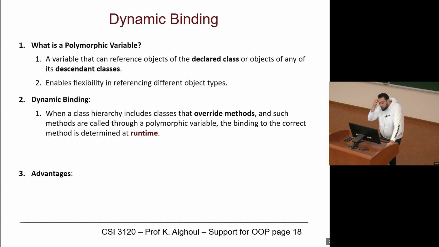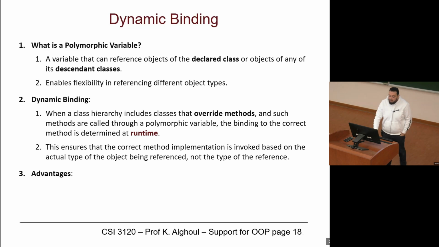So now methods are called through a polymorphic variable. The binding to the correct method is determined at runtime. So that's the main thing, as we were explaining. Now at this point, whenever you hear the word dynamic binding, you know that we're talking about runtime, not compile time. So this ensures that the correct method implementation is invoked based on the actual type of the object being referenced. We're going to see an example.